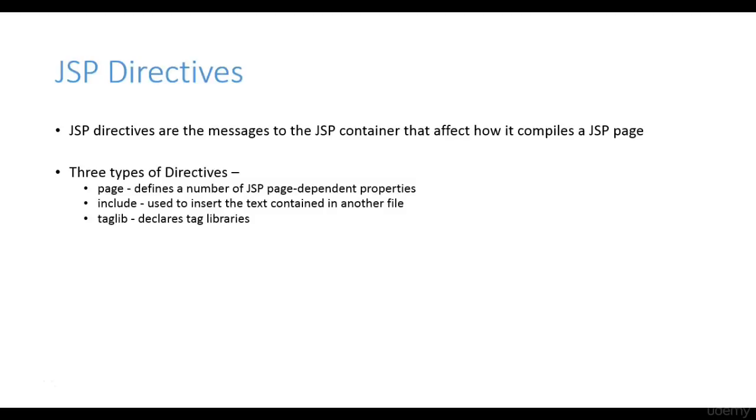to talk about something called JSP directives. JSP directives are messages to the JSP container that affect how it compiles a JSP page. There are three types of directives, which are page. The page directive defines a number of JSP page dependent properties and communicates these to the JSP container. Then we have the include directive, which is used to insert the text contained in another file, whether it's static HTML or another JSP file, into the including JSP. Then we have the taglib directive, which declares tag libraries used in a JSP page.